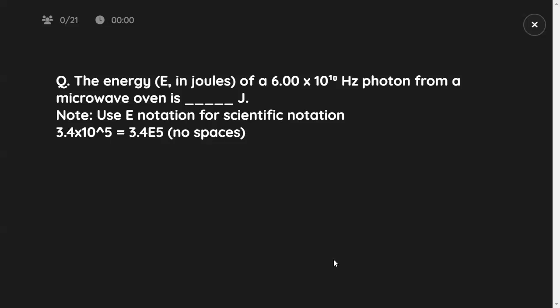Again, from a formatting standpoint, as you're going through this scientific notation, we're looking for the capital E notation. So instead of times 10 to the exponent, put in the capital E and then whatever the value of the exponent is. No spaces in there. It's not looking for that.